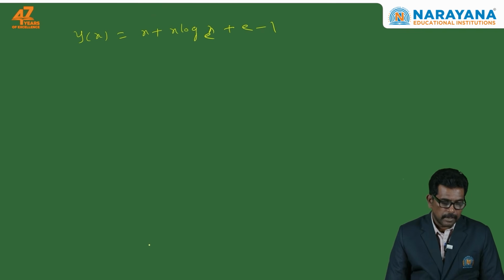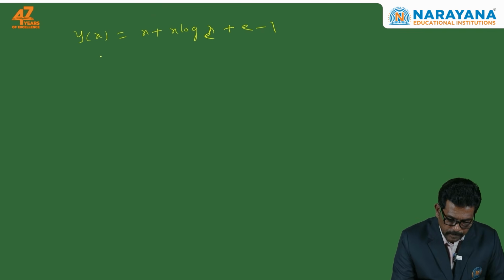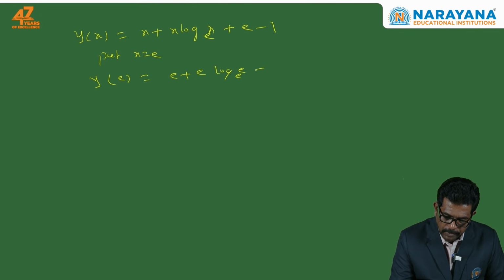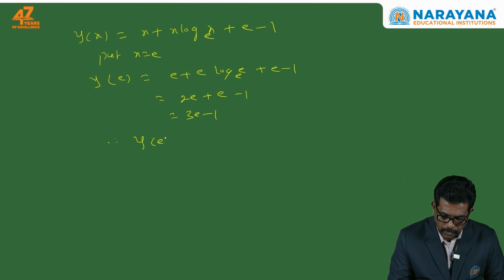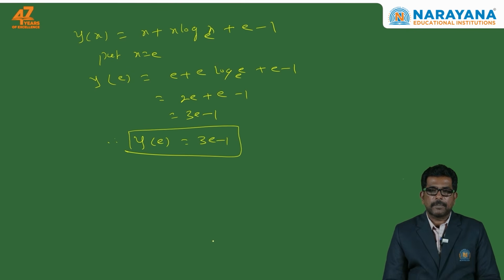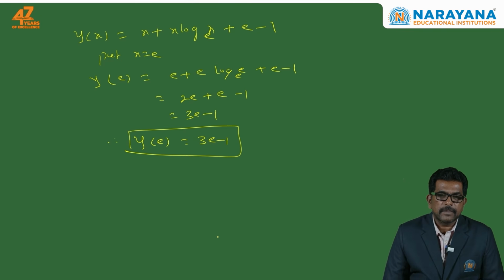This is the function. Now they asked for y of e. Put x is equal to e. By substituting x is equal to e, y of e is equal to e plus e into log e to the base e plus e minus 1. This is equal to 2e plus e minus 1 is equal to 3e minus 1. Therefore, y of e is equal to 3e minus 1. Very simple problem. It is in differential equation. By using the variable separable method, very easily we get the solution. Next one.